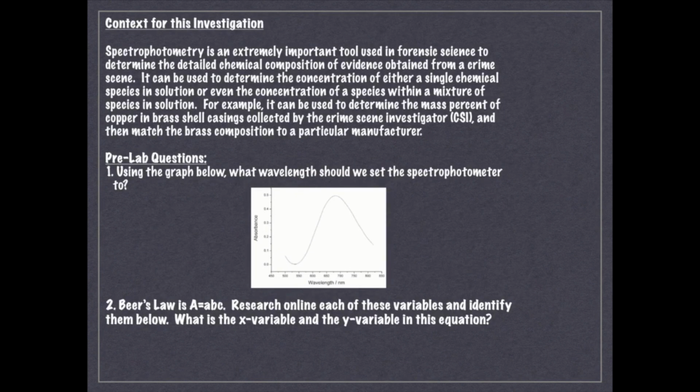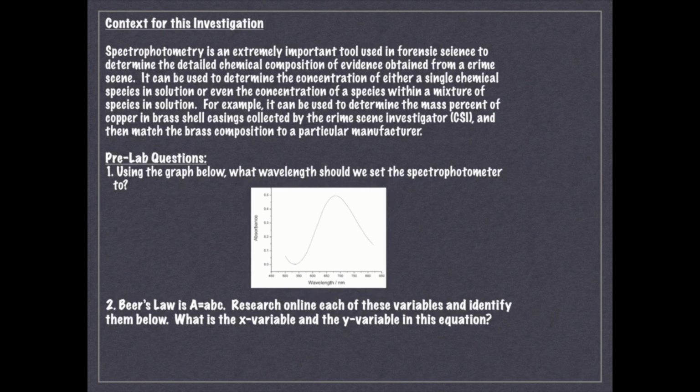All right, so here's some context. Spectrophotometry is an extremely important tool used in forensic science to determine the detailed chemical composition of evidence obtained from a crime scene. It can be used to determine the concentration of either a single chemical species in solution or even the concentration of a species within a mixture of species in solution. For example, it can be used to determine the mass percent of copper in brass shell casings collected by a crime scene investigator, and then match the brass composition to a particular manufacturer.